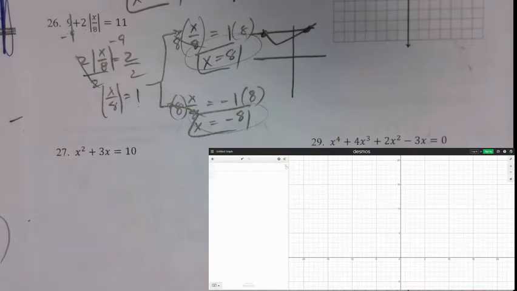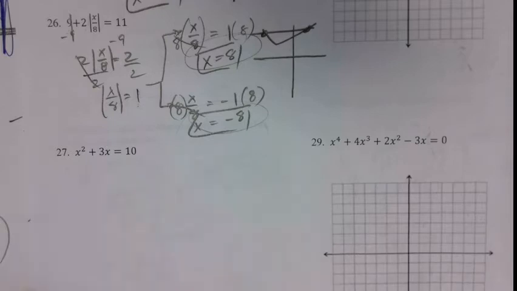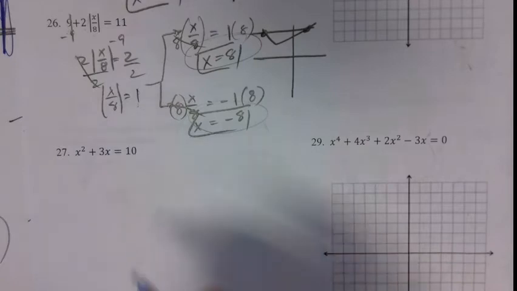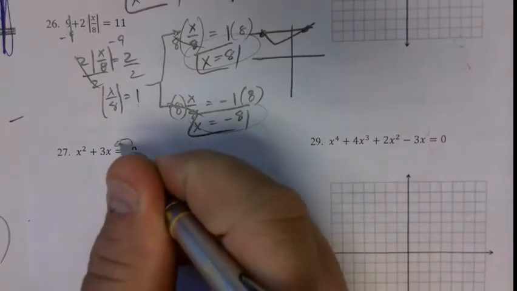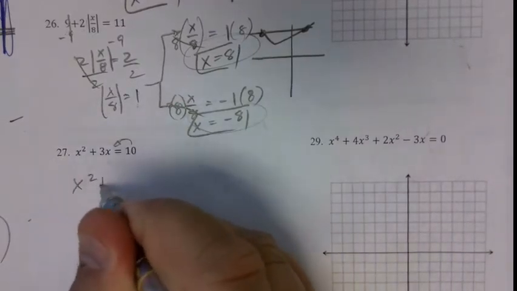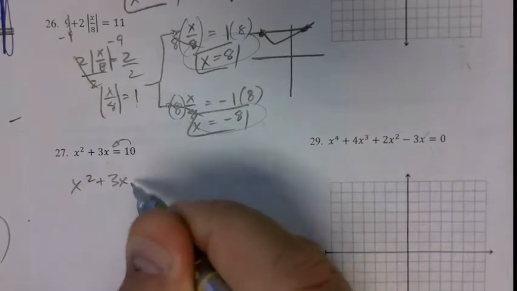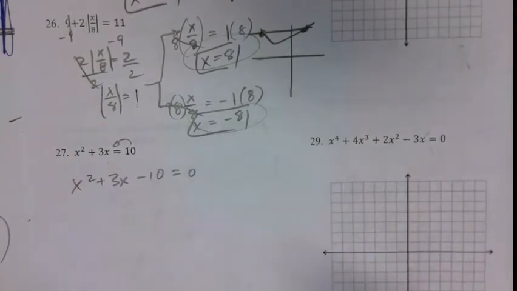Okay, let's go back to the paper. x squared plus 3x plus 10. This is a quadratic. First thing you're going to do is set it equal to 0, which means I want to take that 10 and I'll move it over. So x squared plus 3x, this positive 10 now is a negative 10.